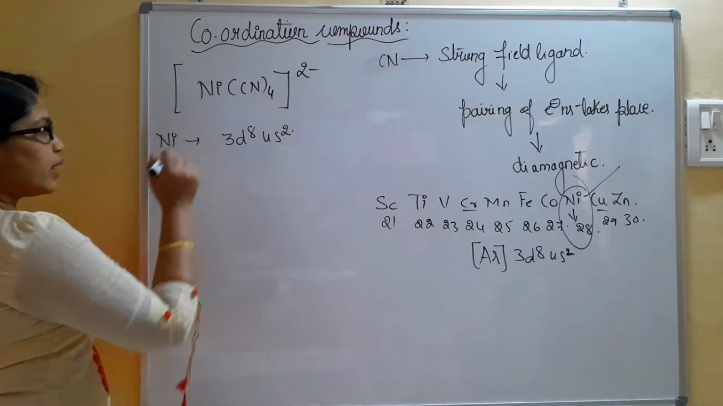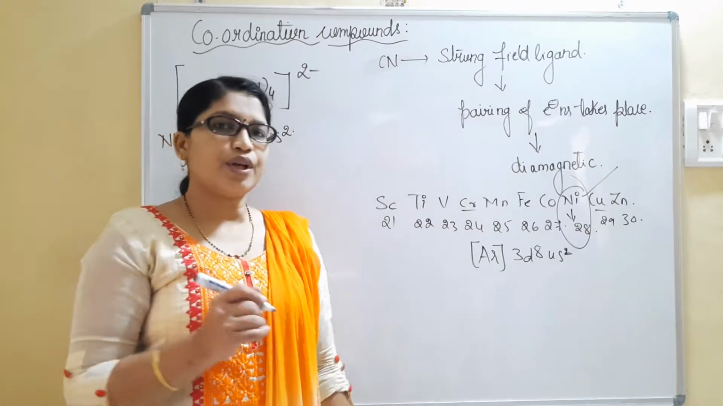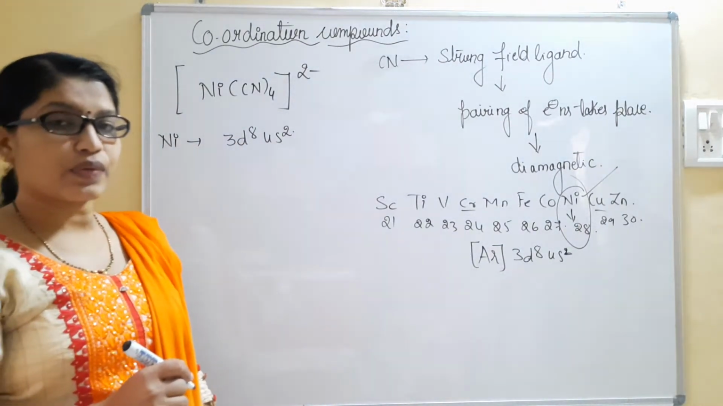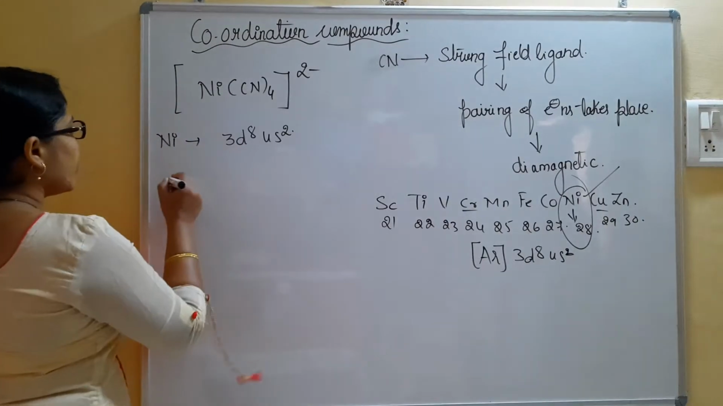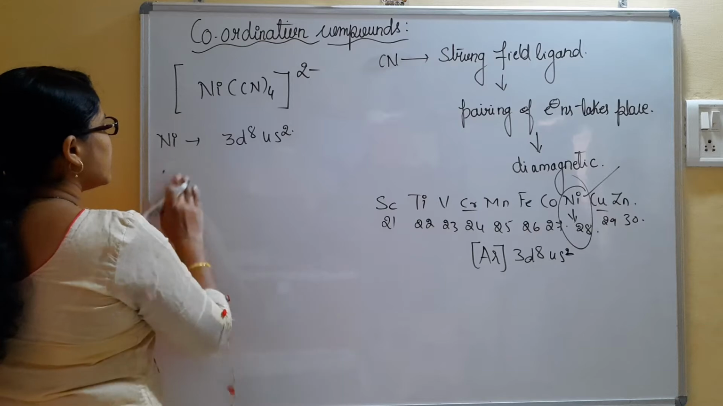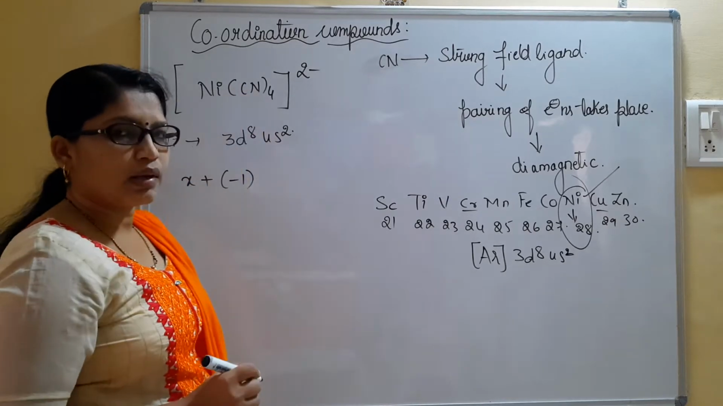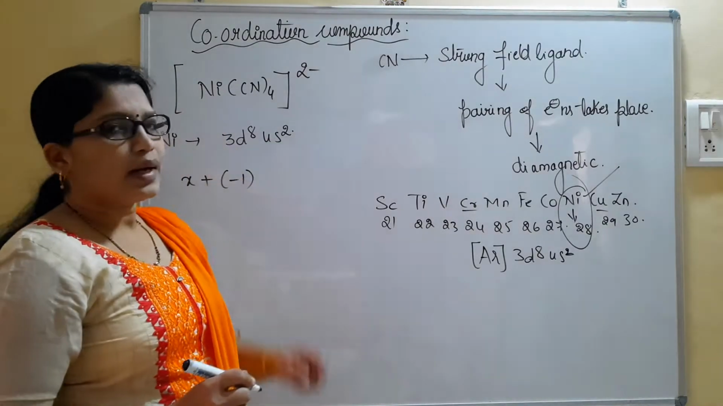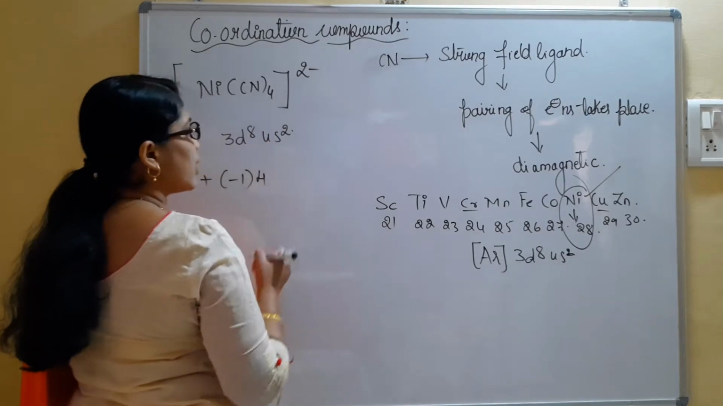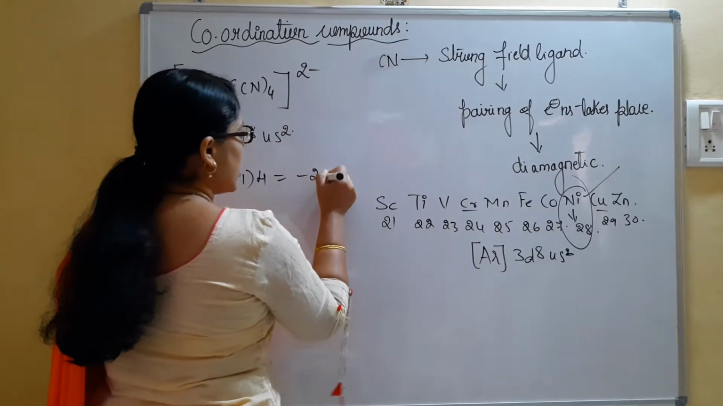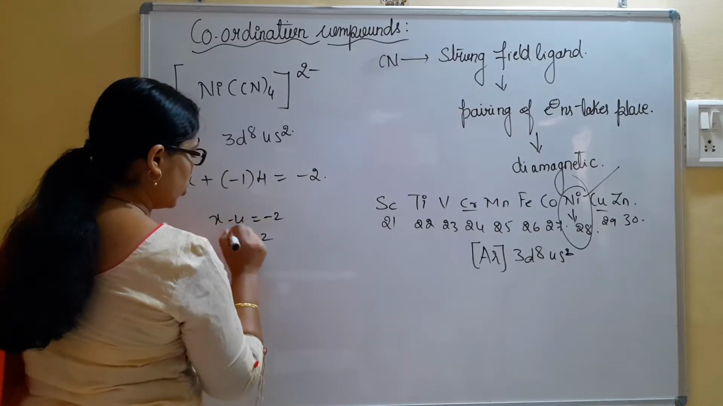Once we write the electronic configuration for the transition metal, next we need to understand the oxidation state of the transition metal present in the coordination complex. Let us check that. I have nickel here. Let me consider this nickel as X. And CN is a negative ligand, so we will have a -1 charge on it. How many of them are there? There are 4. So the total charge they have given is -2. X minus 4 equals -2. Then X will become 2.